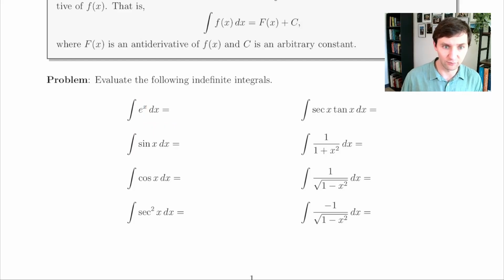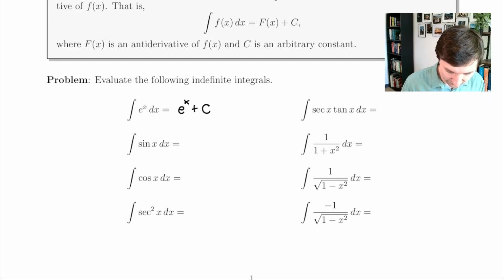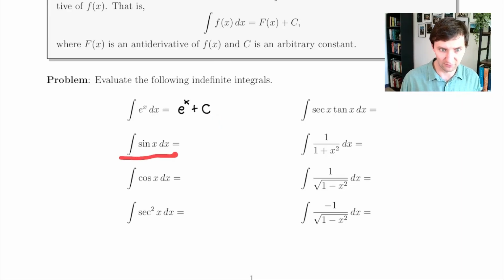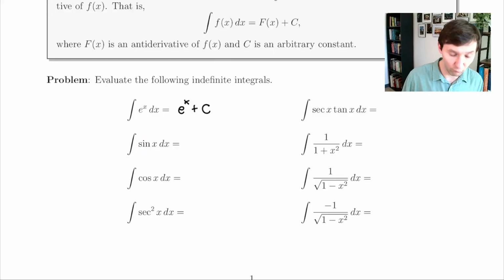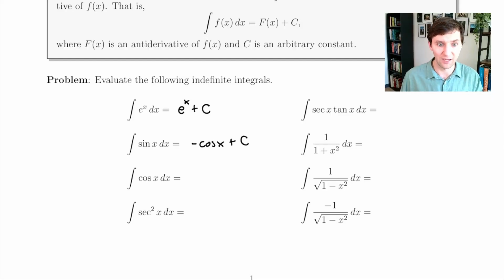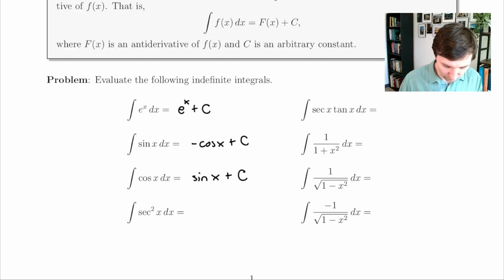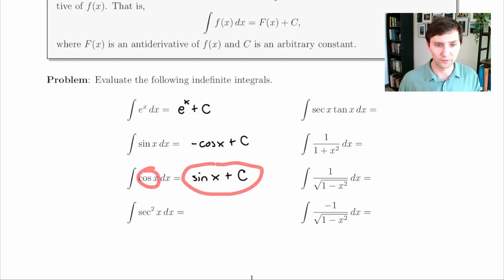The most general antiderivative of e to the power of x is e to the power of x plus c, which means that if I want to evaluate this indefinite integral, I get e to the power of x plus c. Evaluating this indefinite integral gives me the most general antiderivative of sine of x. Which function, when I take its derivative, gives me sine? Well, I believe it is negative cosine of x plus c. When it comes to cosine of x, I'm pretty sure I get sine of x plus c, because the derivative of sine of x plus c is cosine of x.